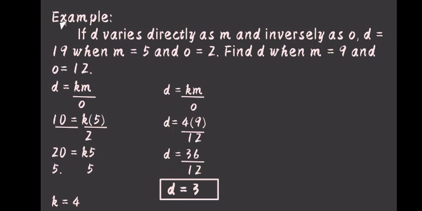So we need to find our d. d = km over o. d = 4 times 9 over 12. d = 36 over 12. d = 3.